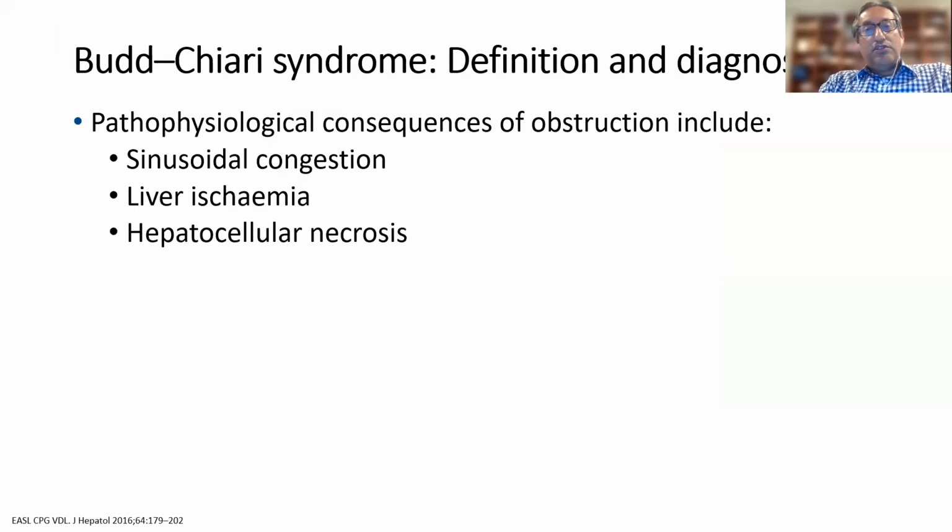Some of the pathophysiological consequences of the obstruction ultimately include sinusoidal congestion, then ischemia of the liver, and ultimately hepatic necrosis. It depends upon the presentation and the timing of when the injury happened, like how quickly the thrombosis or other injury happened. That's why, when we talk about different presentations, including acute liver failure versus chronic, the presentation can vary, and it is based upon how quickly the obstruction has developed.